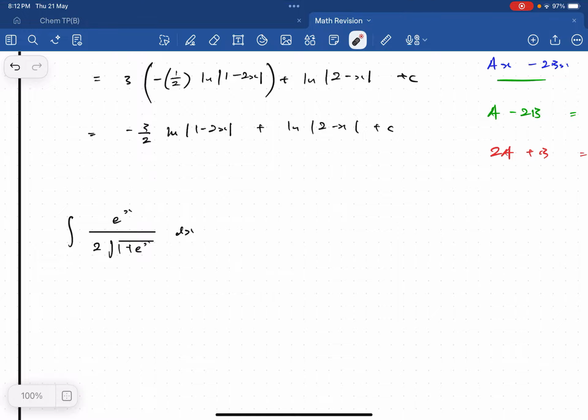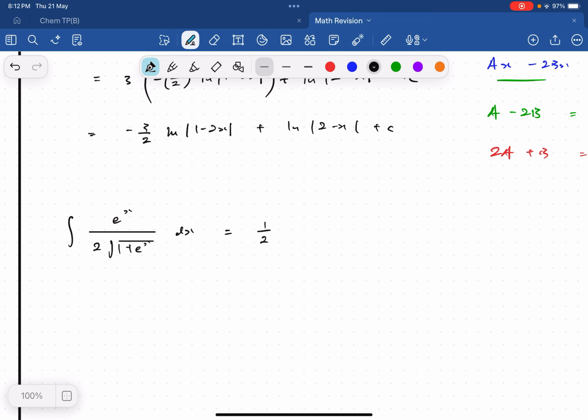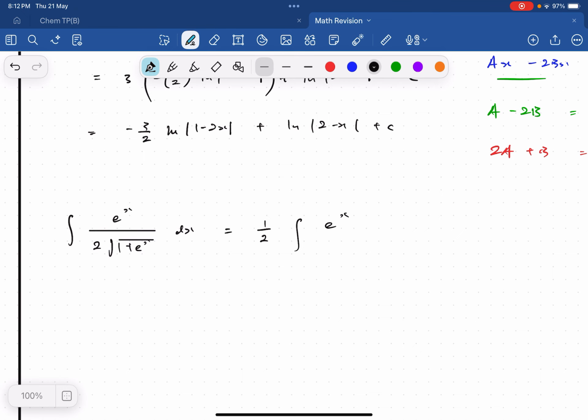The answer is yes. Notice what happens. The pesky thing here is this constant 2. So we're just going to get rid of this by taking a half out of here. So I am going to get this.